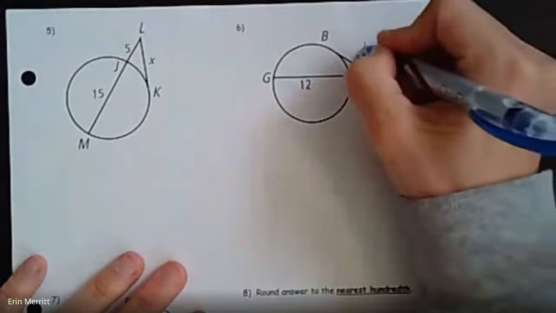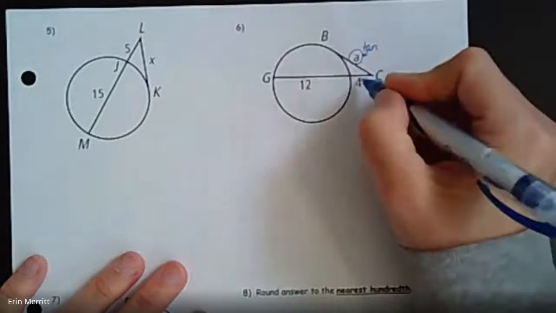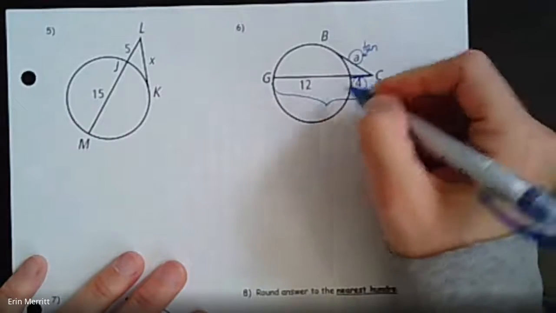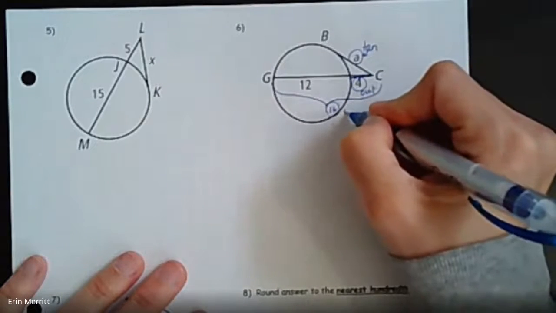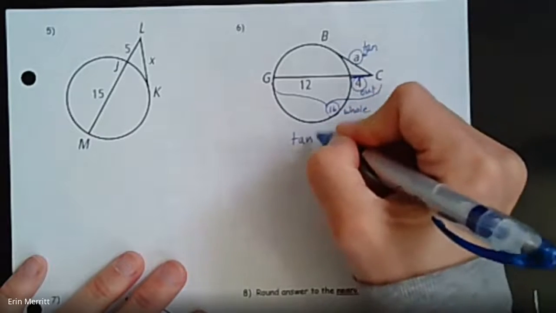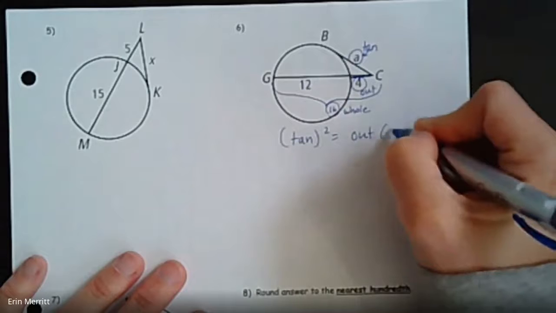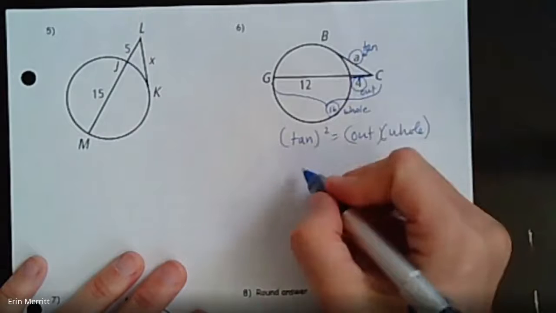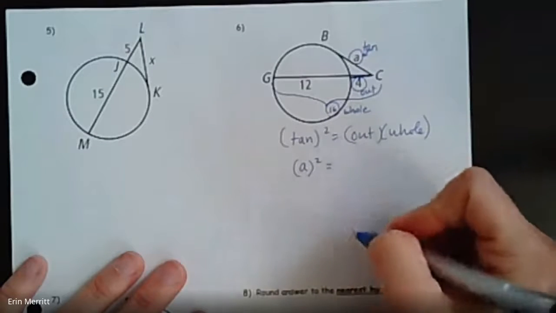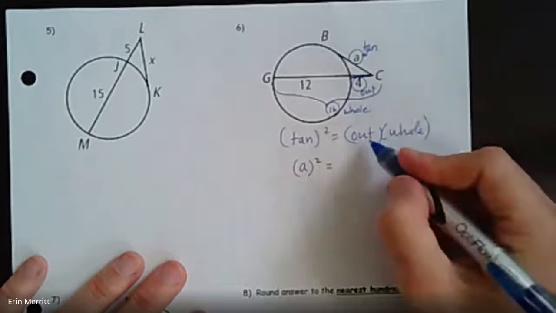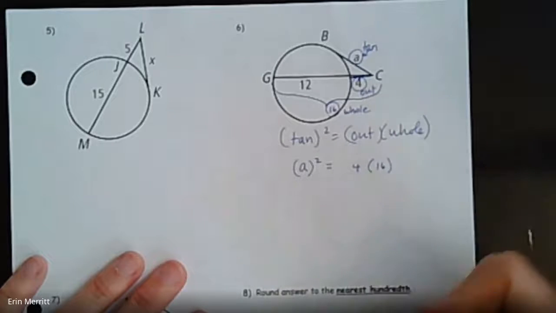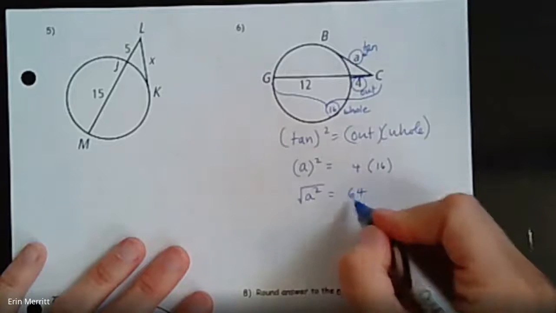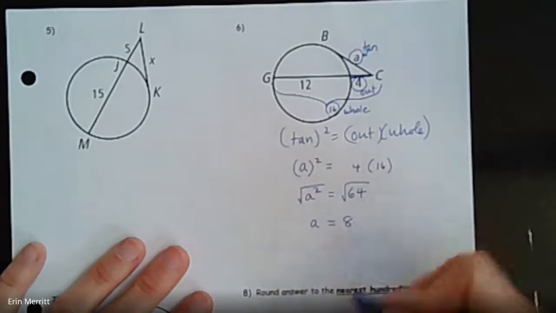So this is the tangent part of it. Outside would be this part right here. The whole darn thing is 12 plus 4 or 16. So the formula is tangent squared equals outside times the whole. Let's plug in. In for tangent, we'll go A squared. If you don't like A, call it X. Outside, 4, whole thing, 16. A squared equals 64. Take the square root. We get 8.